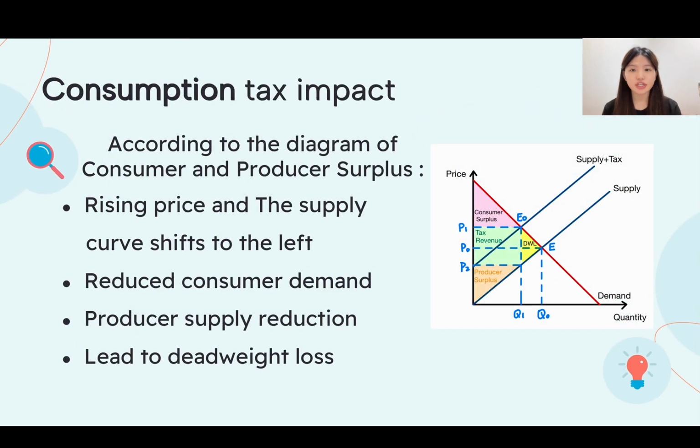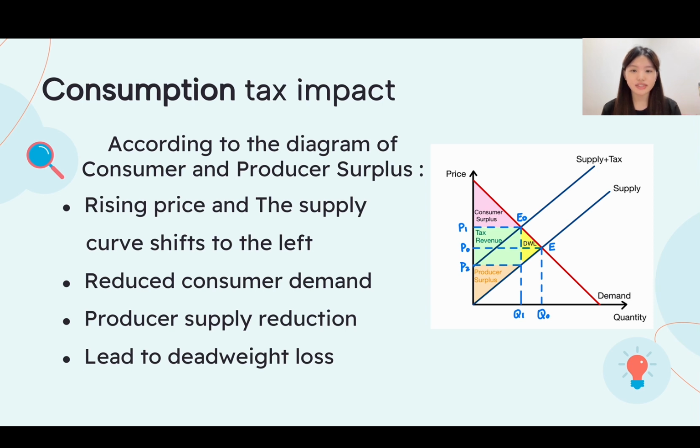For the first question, based on a diagram of consumer and producer surplus, it's known that when there is a consumption tax, the supply curve shifts to the left. Because the price rises from P0 to P1, consumers have to pay a higher price, resulting in a decrease in consumer surplus. Because the producer actually receives a lower price, the producer surplus also decreases.